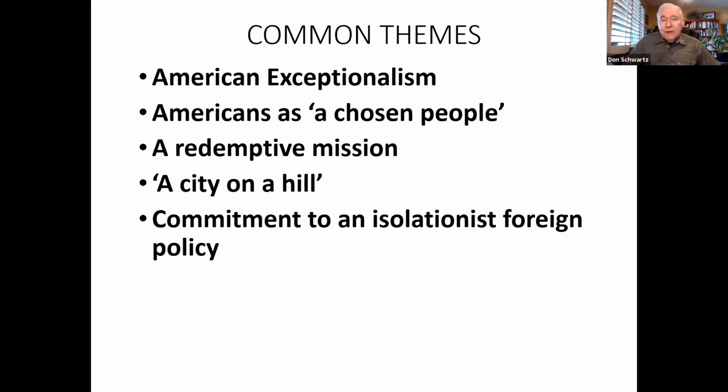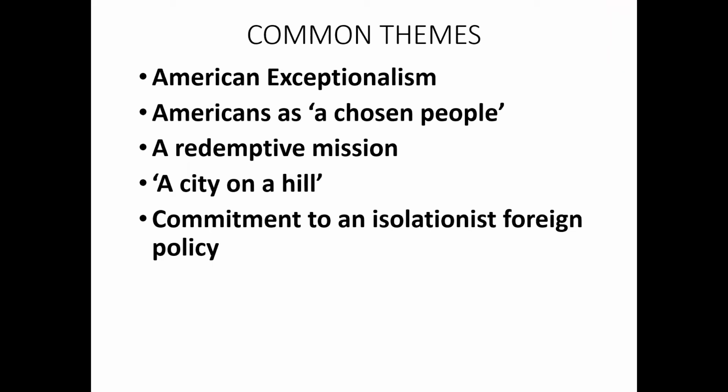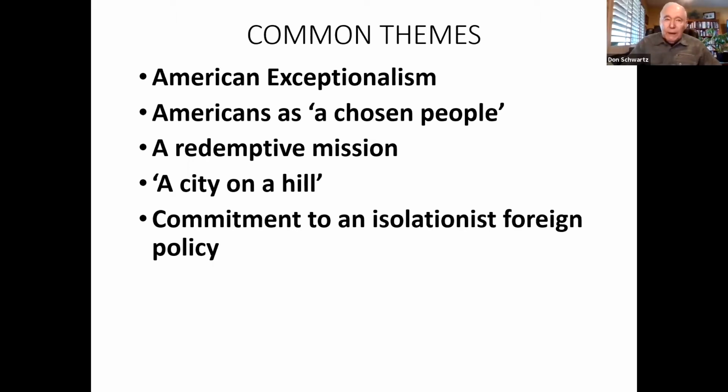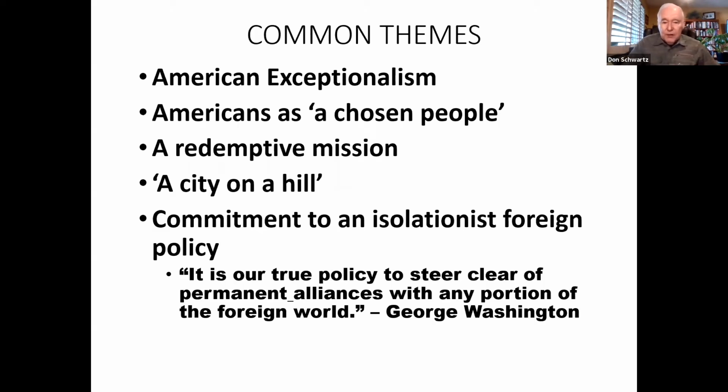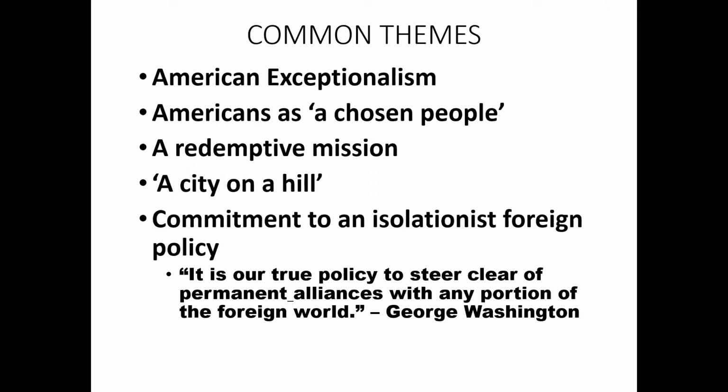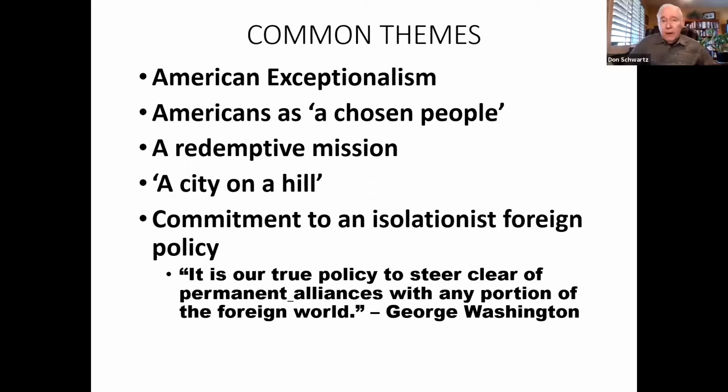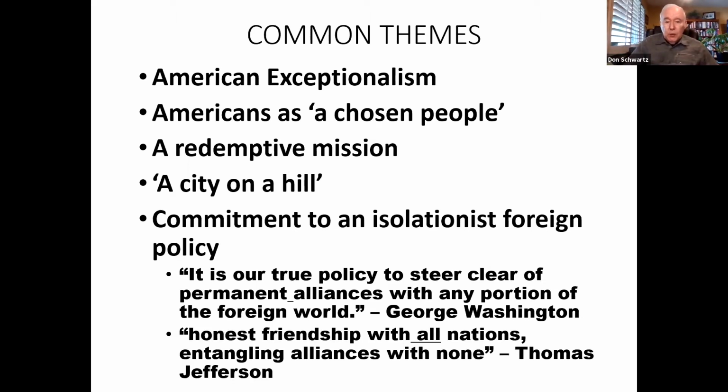Washington, our first president, set the tone for isolationism in 1793, when he proclaimed that the United States would remain neutral in France's war with England. And in his farewell address of 1796, he laid out the blueprint for the next 121 years of American foreign policy, when Washington declared, "It is our true policy to steer clear of permanent alliances with any portion of the foreign world." And his advice was echoed by our third president, Thomas Jefferson, who endorsed honest friendship with all nations, but entangling alliances with none.